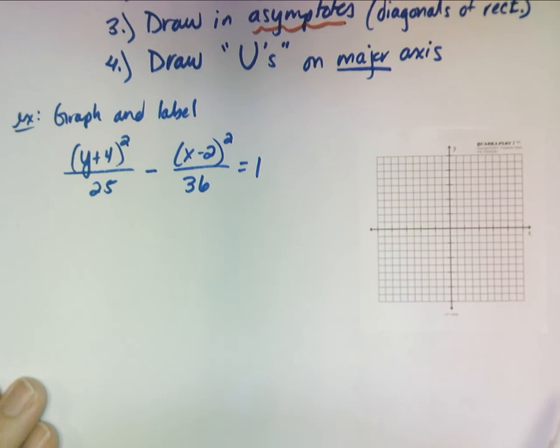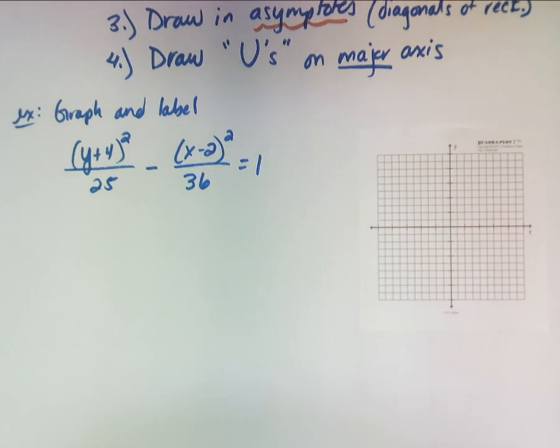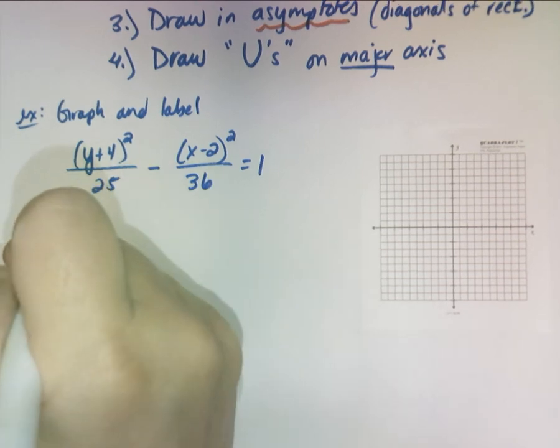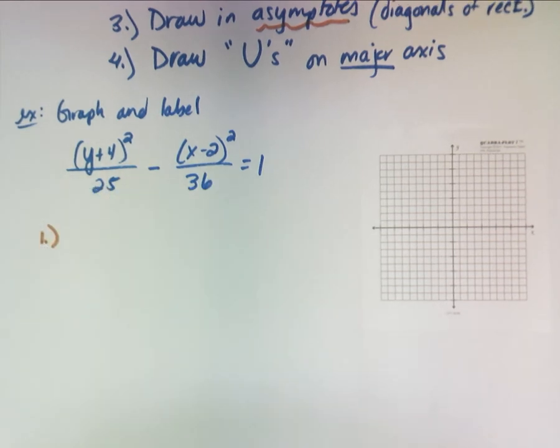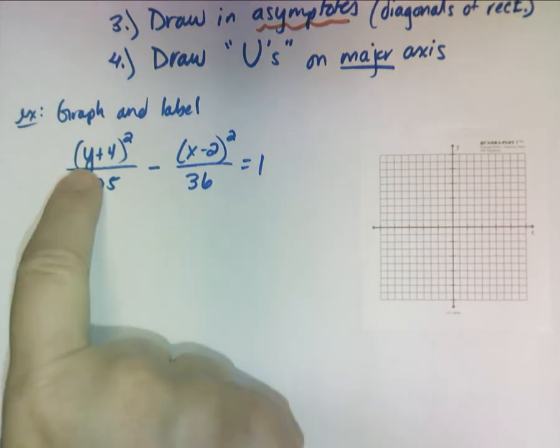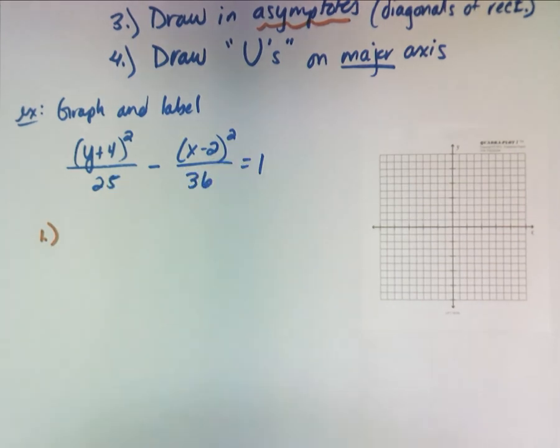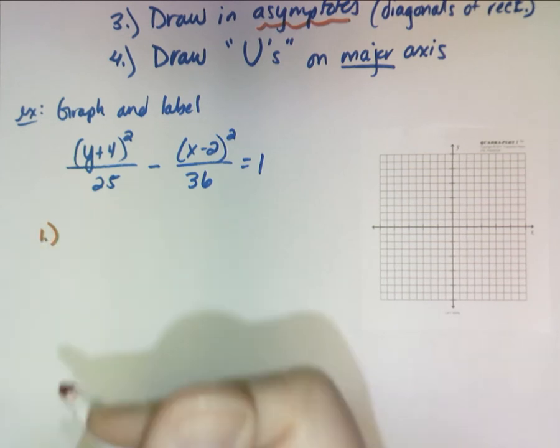And then here we're going to do graph and label the following hyperbola. All right. So step number 1, find your center. Now, be careful. I've tricked you already with the first one. How did I trick you? Well, I'm going to change my pen here. Y plus 4 squared over 25 minus x minus 2 squared, okay, equals 1. So we know it's a hyperbola. Where's my center?